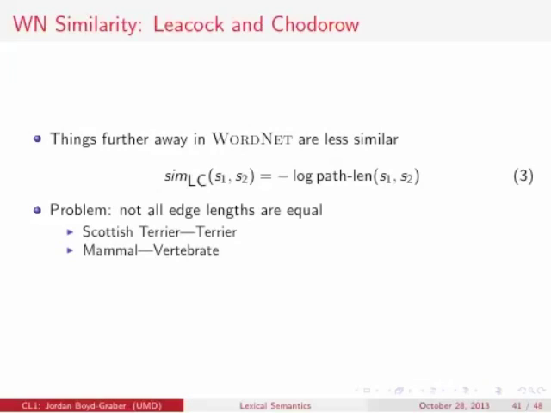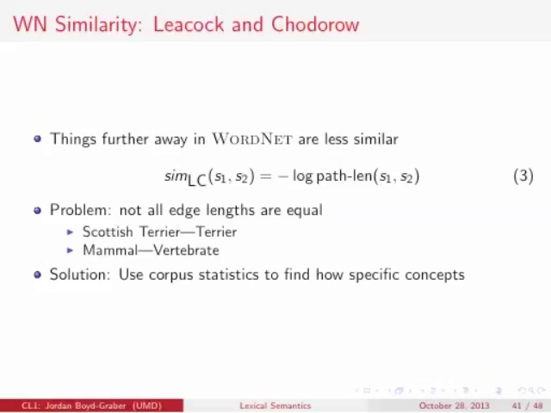This is called the Leacock-Chodorow similarity method. This measures how many edges you have to go from one meaning to another within WordNet. The problem with this is that not all edge lengths are equal. So for example, there's an edge between Scottish Terrier and Terrier. This isn't too big of a distinction, but between, say, mammal and vertebrate, that's a pretty big distinction.